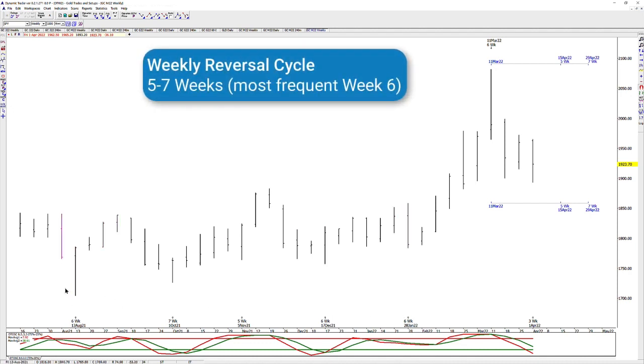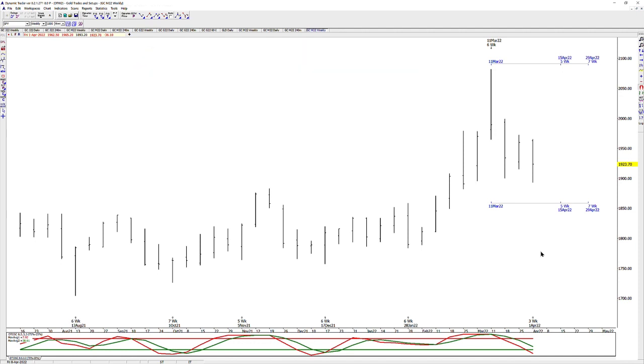So from the last low before, earlier on this chart, 6 weeks, 7 weeks to the next low, 5 weeks to the next low, 6 weeks to the next low, 6 weeks to the next low, 6 weeks to the next top. And it goes back further than that. So we should be looking at this reversal cycle in 5 to 7 weeks from this top to make a reversal. That'd likely last at least 2 to 3 weeks, and some of these have lasted 5 to 7 weeks.